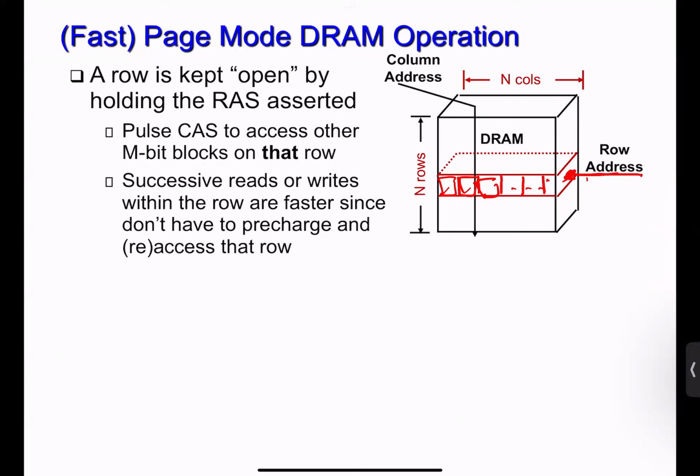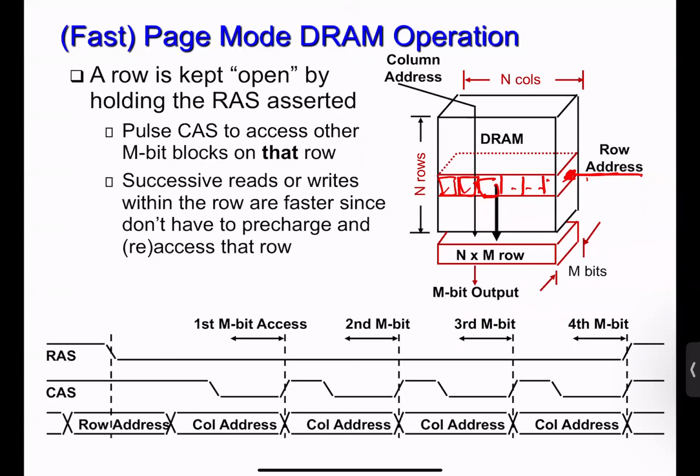Because of that, this will be a much faster access in this particular situation, because I don't change the row each time. I'm just changing the column, but it is in the same row. So I specify the row and then column, column, column, and so forth, and with each column I will read M bits, and M bits, and so on.